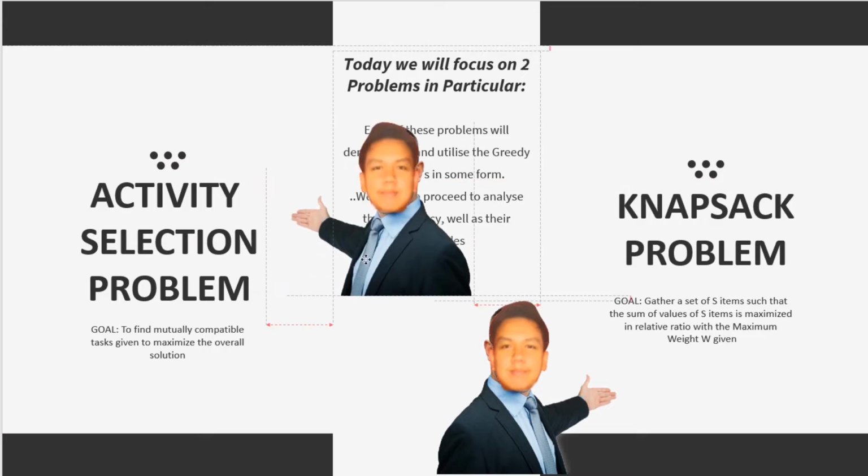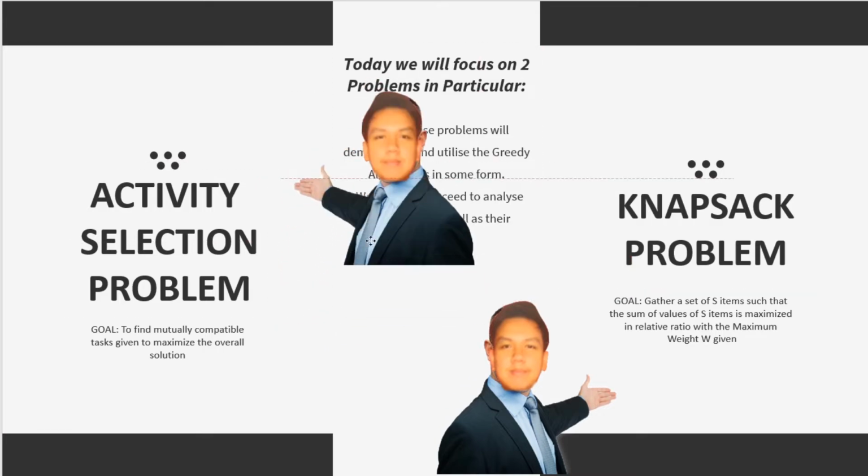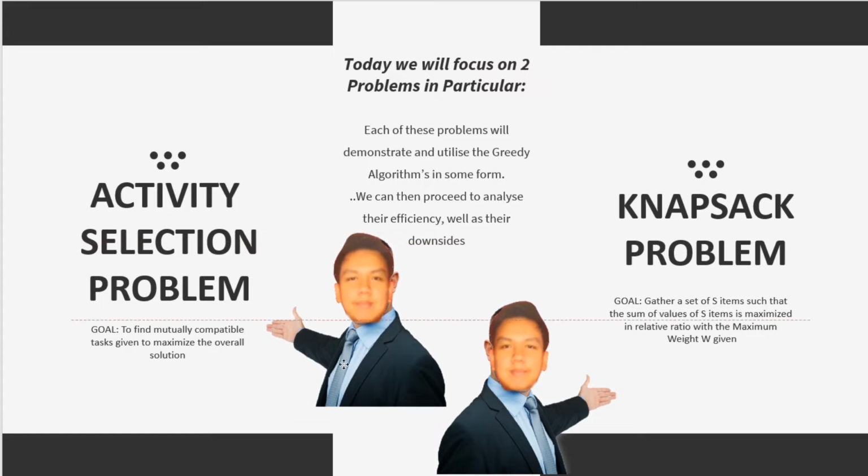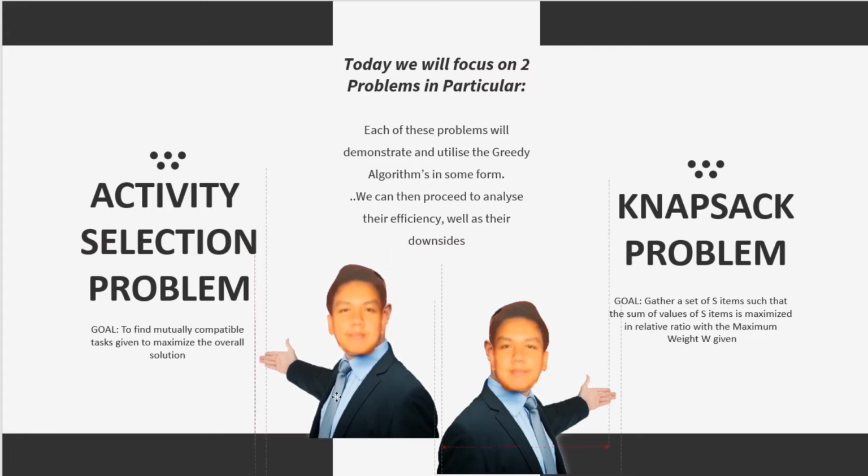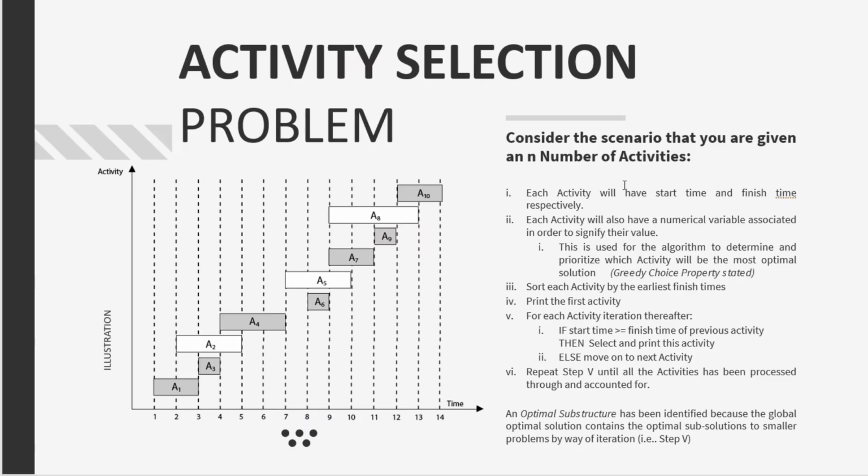Let's move on to the first problem, which is known as the activity selection problem. Its main goal is to find mutually compatible tasks given to maximize the overall solution. A basic algorithm of the activity selection problem is as follows. Consider the scenario that you are given an n number of activities. Each activity will have a start time and finish time respectively. Each activity will also have a numerical variable associated in order to signify their value. This is used for the algorithm to determine and prioritize which activity will be the most optimal solution.